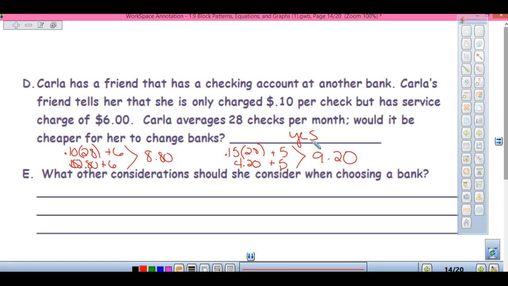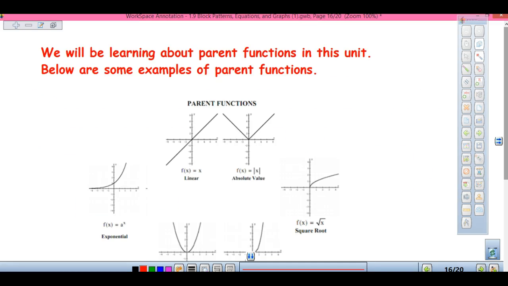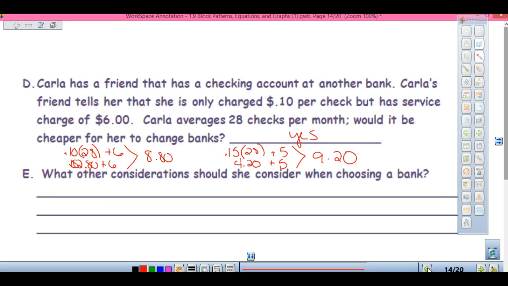Okay, so yeah, but what else should she consider? I don't know, are there ATM fees? What kind of interest rate is she getting? All that kind of stuff when you're choosing a bank. All right, okay, are you ready to try some of these? Yay!